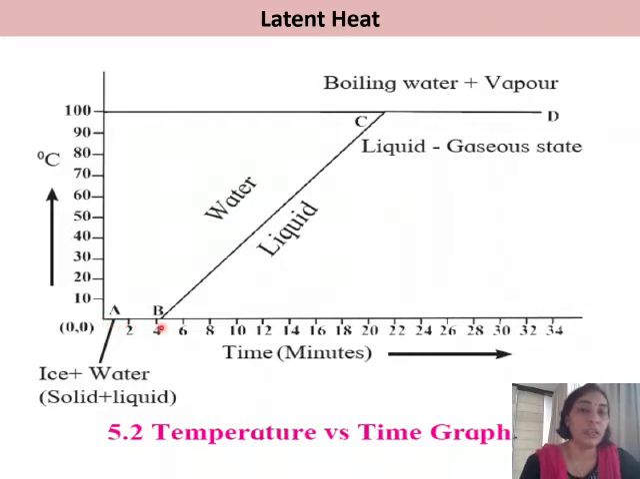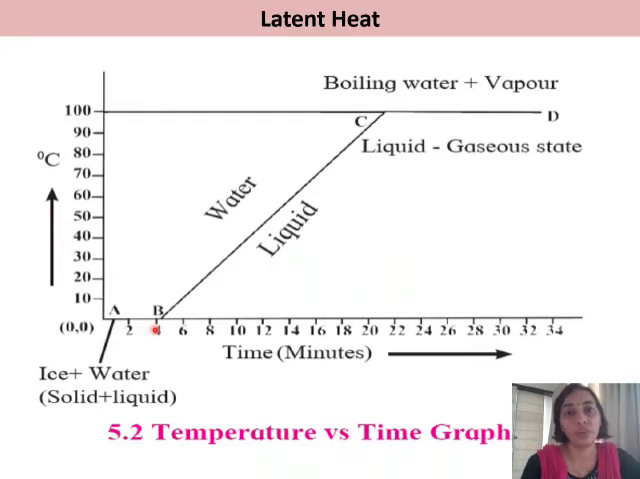This constant temperature at which a solid is getting converted into liquid is called the melting point of the substance. In this case it is water, and so the melting point of ice is 0 degrees Celsius. So the constant temperature at which a solid is converted into liquid is called the melting point. Though we are supplying heat constantly, there is no rise in temperature.